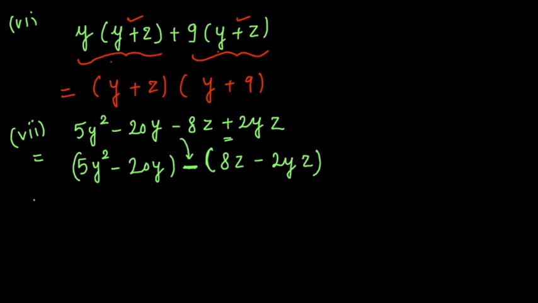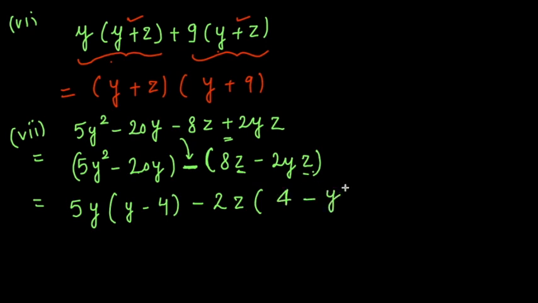reversed now. What I am getting common from 5y square minus 25 is a 5, y square and y. What I am left with, y minus 5 fours are 20. Now here, what is common here? 2, and then you have a z here and z here, so z is common. What I am left with, 2 fours are 8, minus sign as it is, and y.